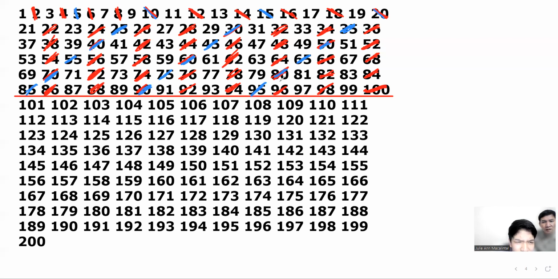Okay, so 100. Yes, 100. I almost forgot 100 itself, it's crossed out anyway. So let's count. Use a yellow.